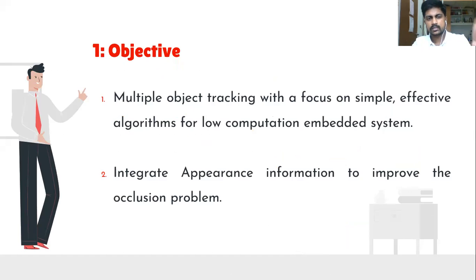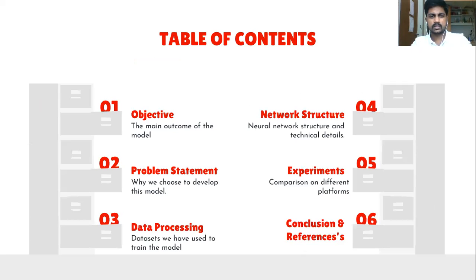First we'll see what algorithms we use for multiple object tracking, and later which algorithm is used for occlusion, and finally we did the experiment with my lab mate. I'll show you how the model was performing. These are the contents of the table: the objective, the problem statement, the data processing we use for bounding box generation, the network structure of our model, and finally the experiments we did and the performance on different platforms.